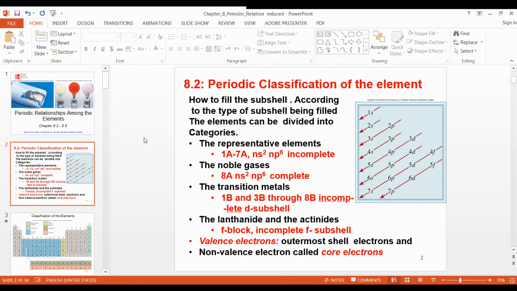Suppose this element is in the first group or second group. The first group finishes with 1s1, the second group finishes with 2s2, and the non-metals start with p1, p2, p3, p4, p5, so they finish in the p orbital. If an element is in the d orbital, its electronic configuration finishes in the d orbital. So you can identify in this way which element is a metal or non-metal, or which group it belongs to. That is S, P, D, F. These are the groups you can easily identify.